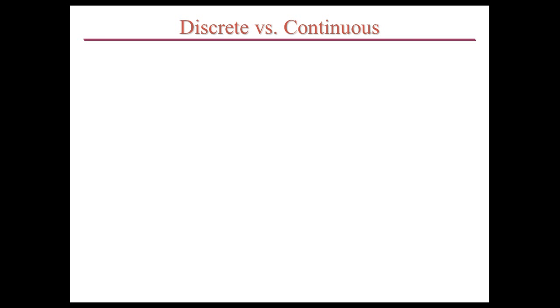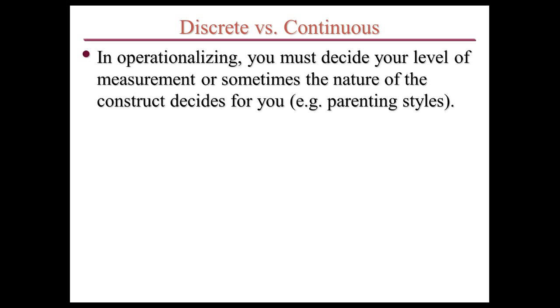And then going on to discrete versus continuous. In operationalizing a construct, you have to decide on your level of measurement. Sometimes the nature of the construct decides for you. So like in parenting styles, there are 4 different types: the authoritarian, authoritative, permissive, and a 4th. And so that's very discrete. There are 4 levels there.